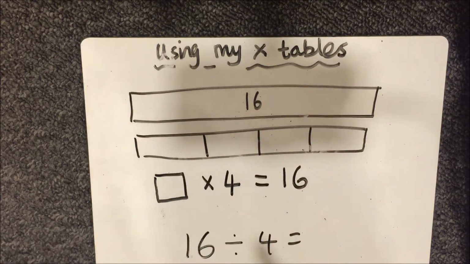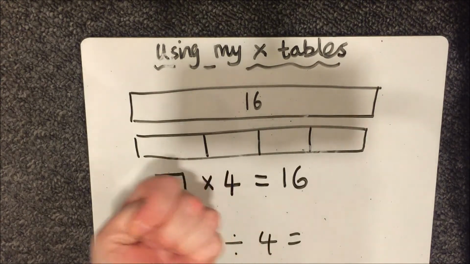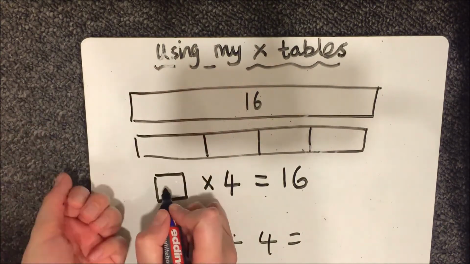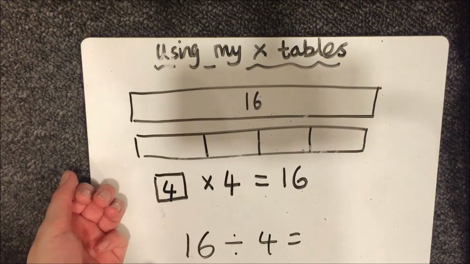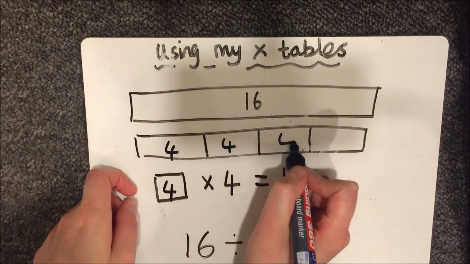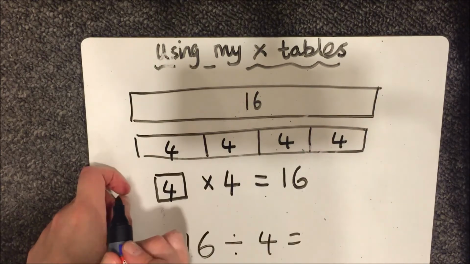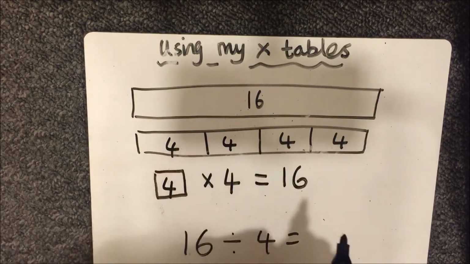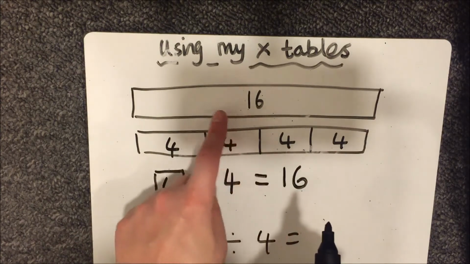Do you remember we had to count in 4s to help us? All the way up to 16. Ready? 4, 8, 12, 16. 4 times 4 is the same as 16. And if I try that, I can put it in here. 4, 4, 4, 4. Yeah. Each group has the same amount. It has 4.